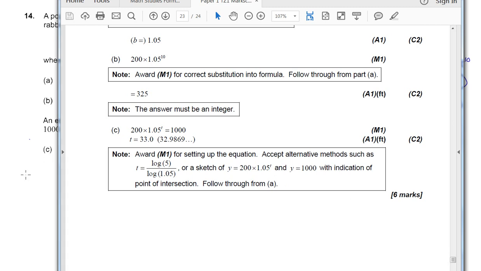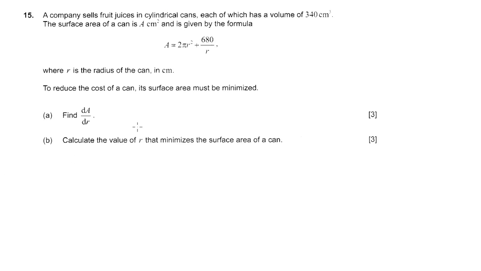Okay, all right. That takes us to the last one, number 15. Company sells fruit juices in cylindrical cans, each of which has a volume of 340 cubic centimeters. Surface area of a can is A centimeters squared and is given by this formula here, okay, where R is the radius of the can in centimeters. To reduce the cost of the can, its surface area must be minimized. So find dA of dr, which is the derivative, right? Okay, so we got to find the derivative of this.